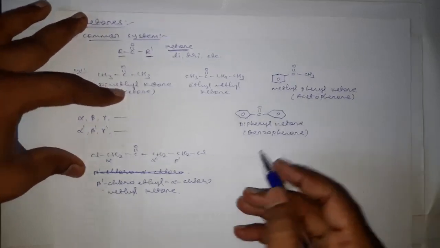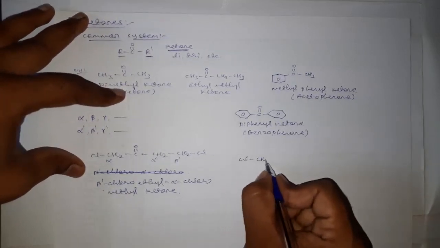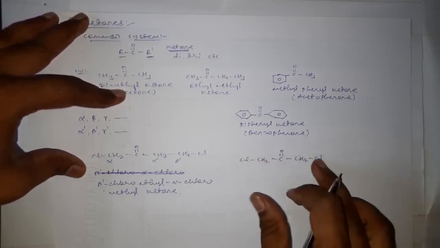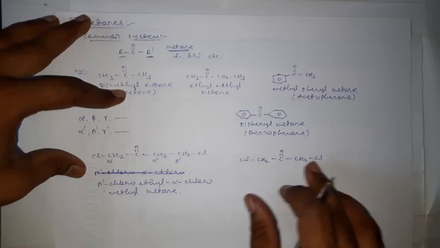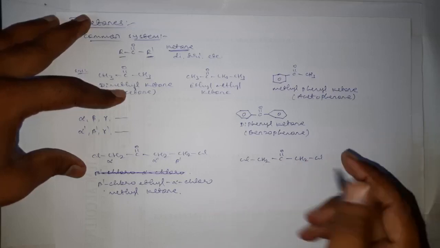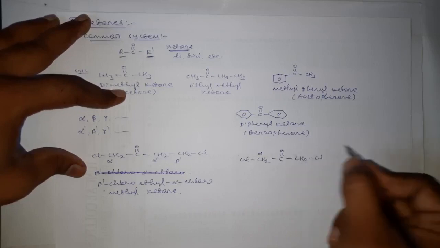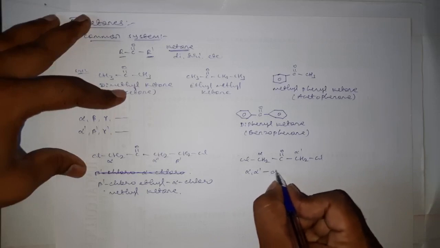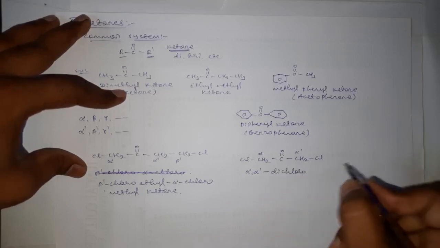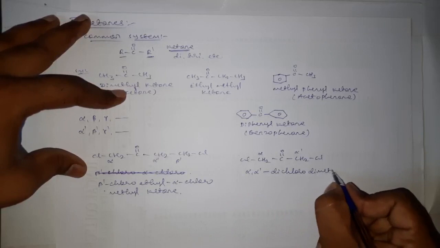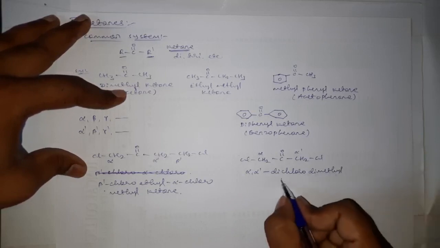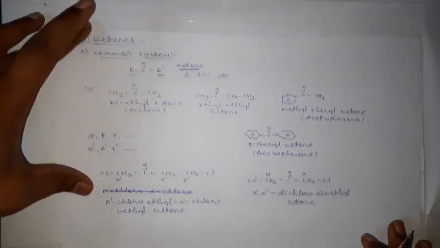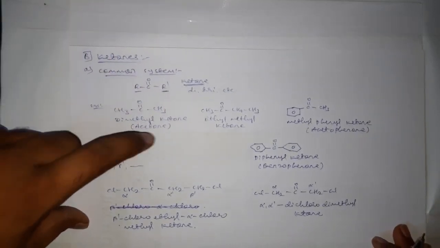Okay, take another example. Cl CH2 C double bond O CH2 Cl. On both sides of the carbonyl group, both the substituents are the same. Here one carbon is alpha and the other carbon is alpha dash, and here we can write alpha alpha dash dichlorodimethyl ketone. Okay, this is all about the common system of nomenclature for ketones.